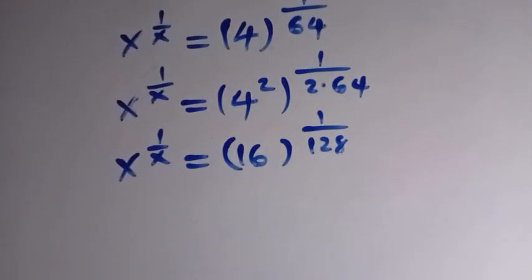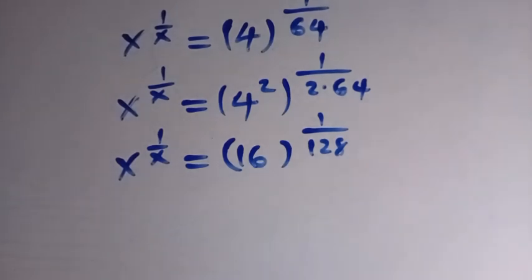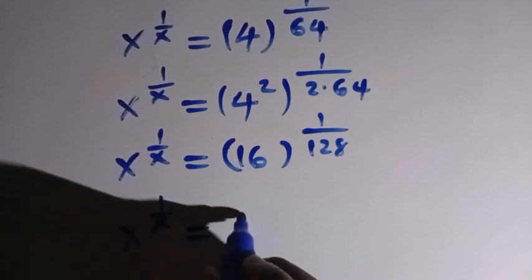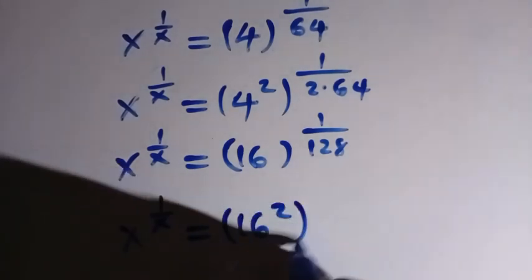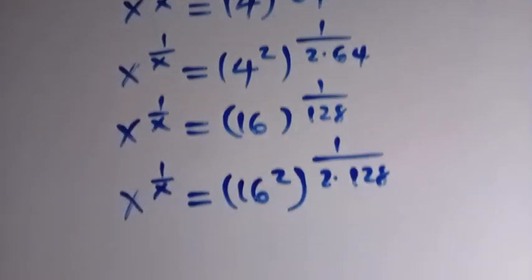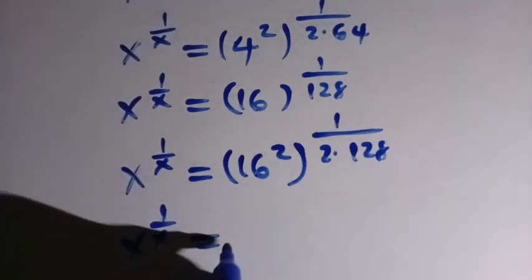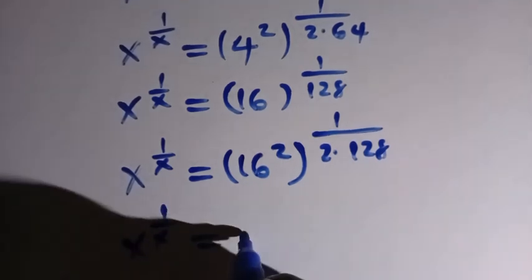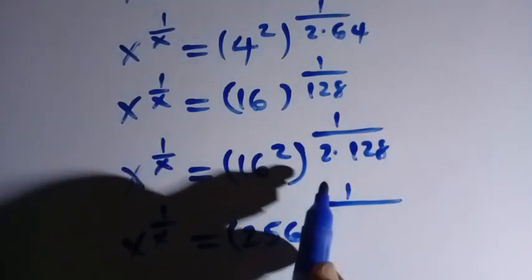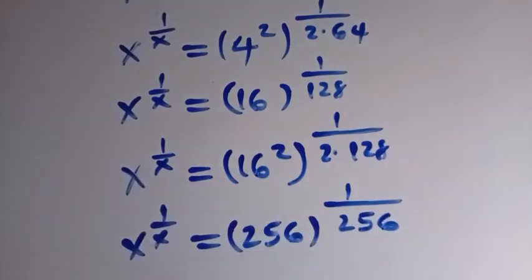Then we raise this 16 again to the power of 2, and we take 2 to the bottom of the power. So we have x raised to the power of 1 over x equals 16 raised to the power 2, then all raised to the power 1 divided by 2 multiplied by 128. So x raised to the power 1 over x equals 16 raised to the power 2, that is 256, then everything raised to the power 1 divided by, if you multiply 2 by 128, 256 as well.